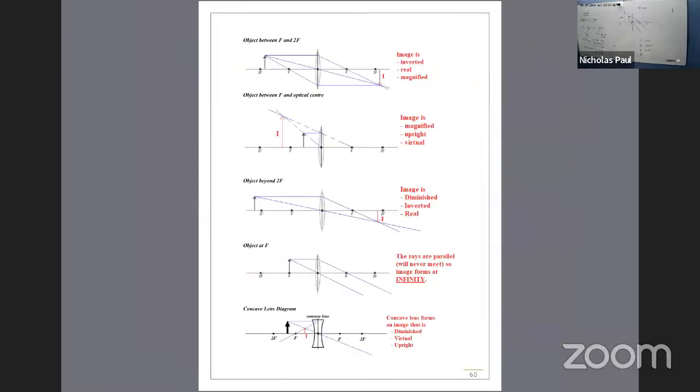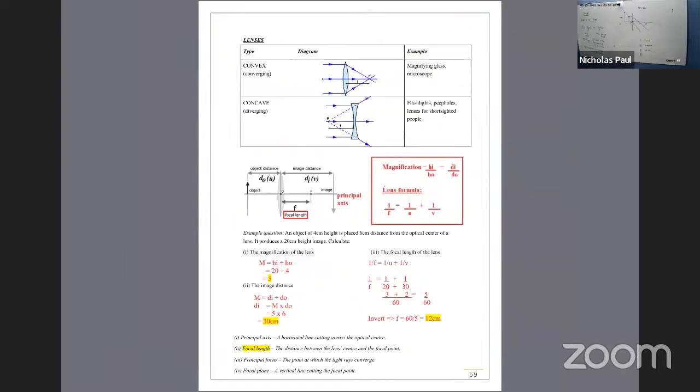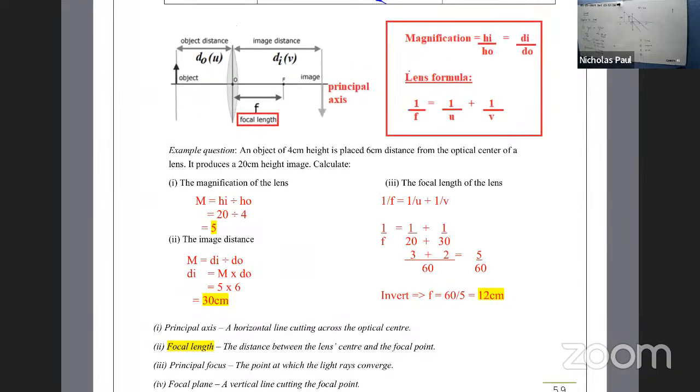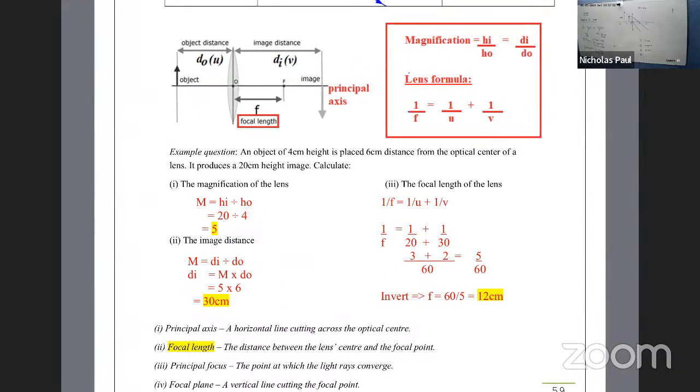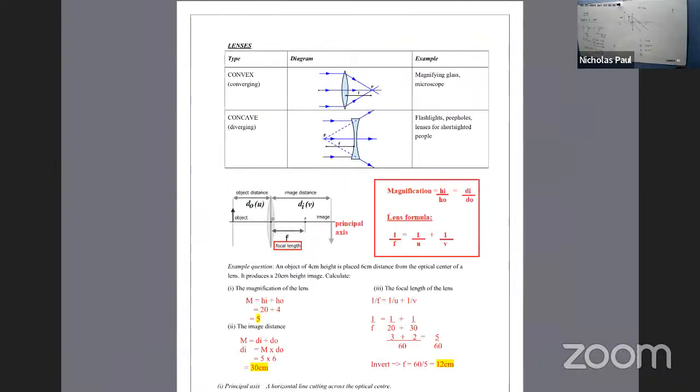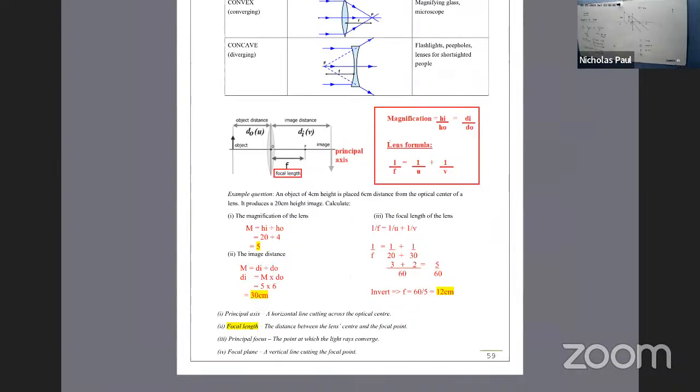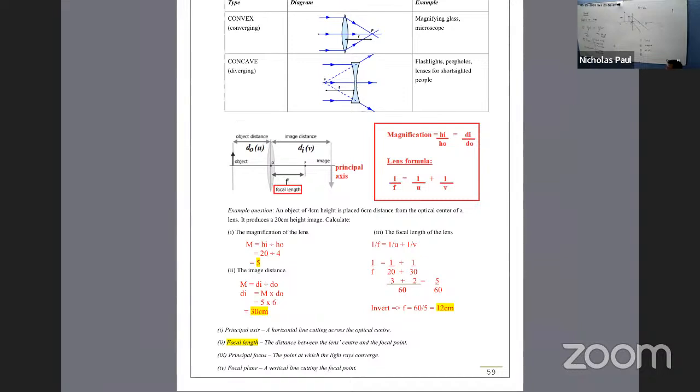All right, nice. So that's that part of lenses. One thing we have to do again is have a little idea about this formula called the lens maker formula, right? The lens maker formula and magnification. So heads up: lens maker formula and magnification.